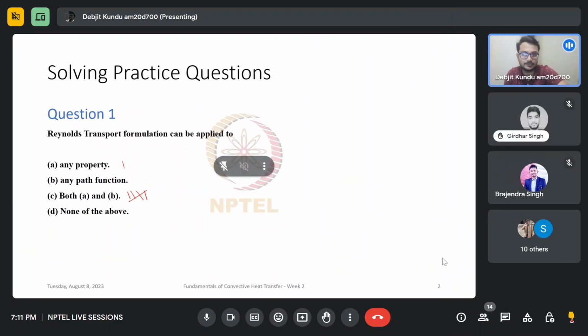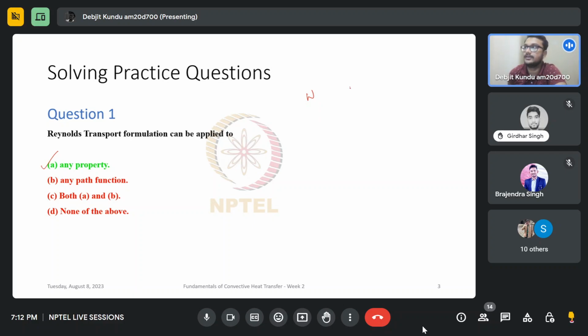Let's have a look at the solution then. We have one response in favor of option A and many others in favor of option C. Now, unfortunately, or rather fortunately for that one person who answered in favor of option A, Reynolds transport formulation can be applied for properties only, not for path functions. So what is a path function? Work is a path function. Now, Reynolds transport theorem can't be applied to work as such.